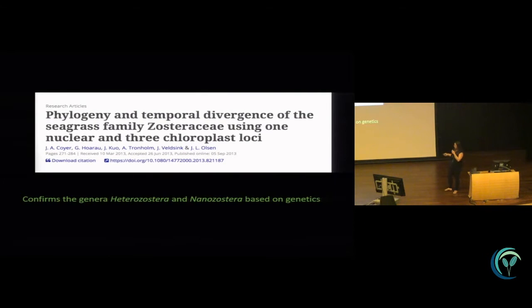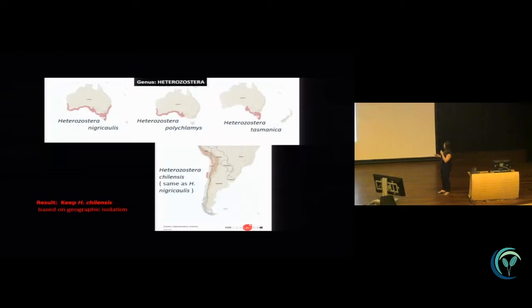So here's John Coyer's paper I already mentioned, sorry. And then John Coyer has now gone back and looked at the genetics and also feels like there's good evidence to support separating these species, genera. Okay, so I talked about John Kuo's paper with the Heterozostera. So he describes Heterozostera nigricaulis, Heterozostera polychlamys, and Heterozostera tasmanica.